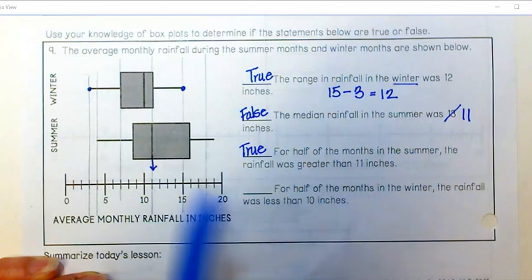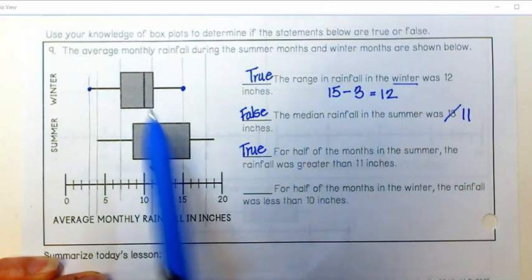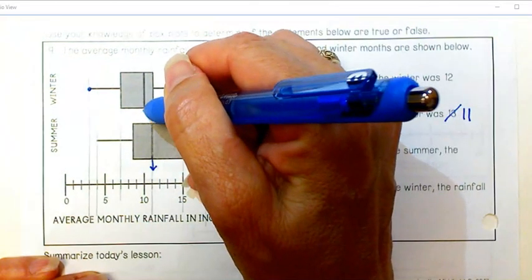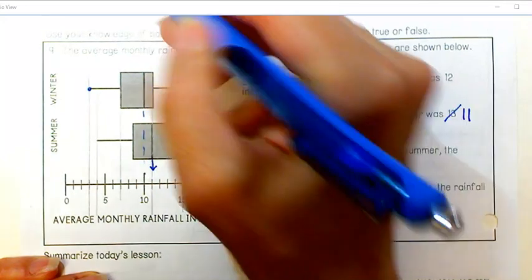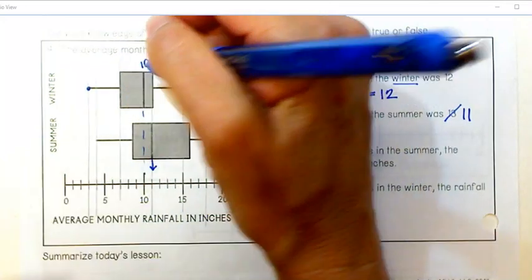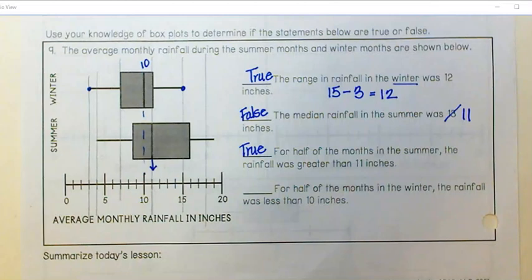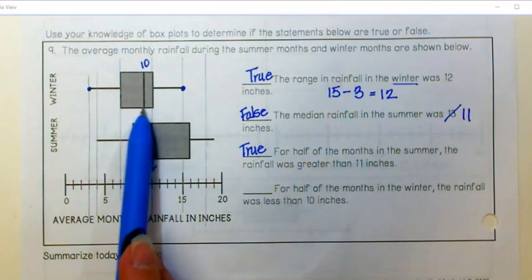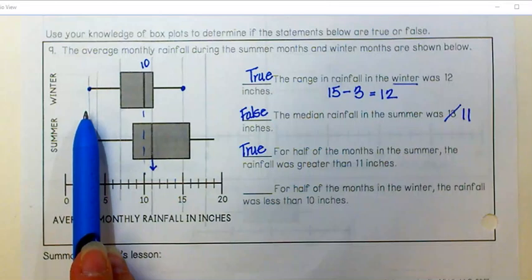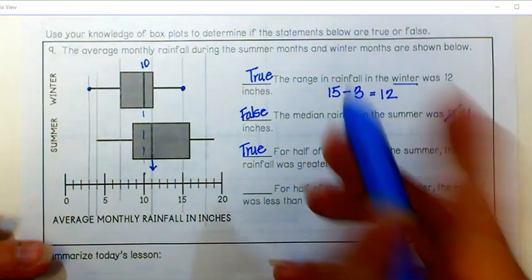For half of the months in the winter, the rainfall was less than 10 inches. Your median sits right at 10. So does half of your data for the winter fall below 10 inches? Yes, it does. So that's true also.